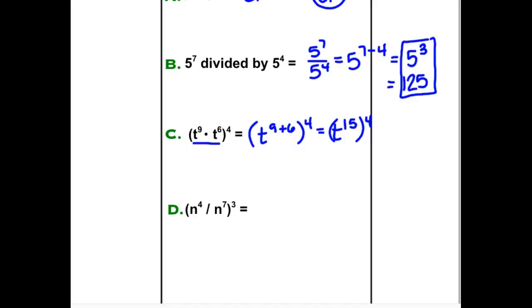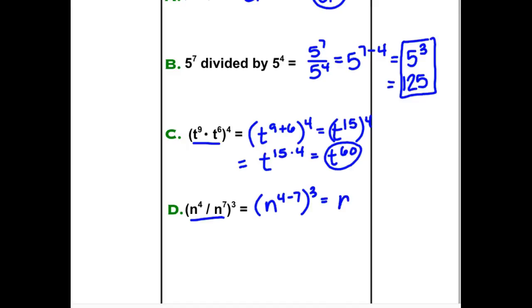Now, because it's a power to a power, I know that that means multiply. So I know I'm going to have t to the 15th times the 4th, which 15 times 4 is 60, so we have t to the 60th power. This last one, kind of a challenge. We see that we're dividing here, so we're going to subtract, so that means I have n to the 4 minus 7 power, still to the 3rd. And then I take 4 minus 7, so that's n to the negative 3rd to the 3rd power.